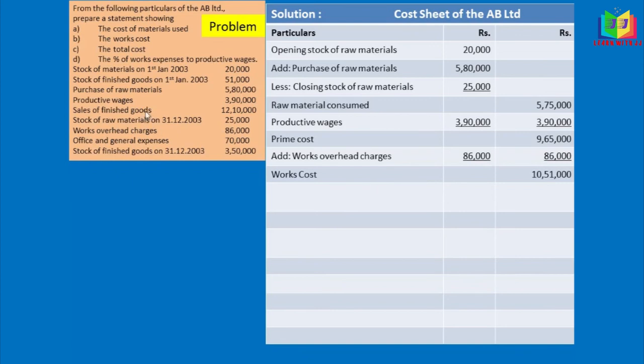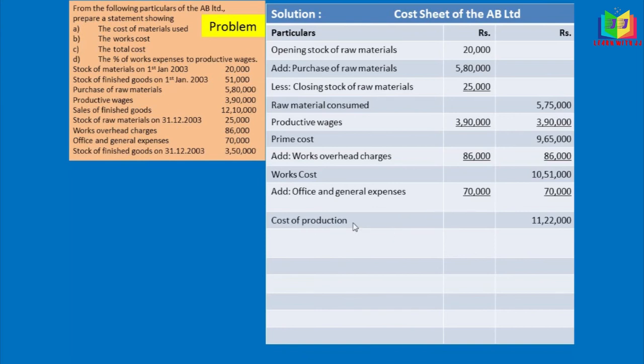In this problem opening stock of work in progress and closing stock of work in progress is not given, so we can directly write the works cost here. And with this works cost we have to add the office and general expenses. If office and administration expenses are given, we have to write it here. Here it is mentioned office and general expenses, so we have to write it here. And if we add this, we'll arrive at cost of production.